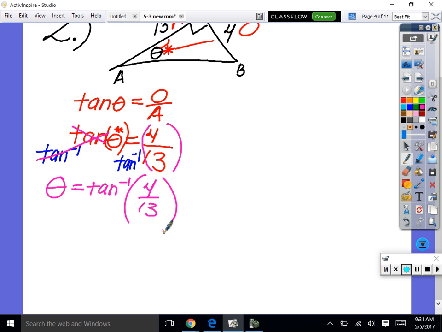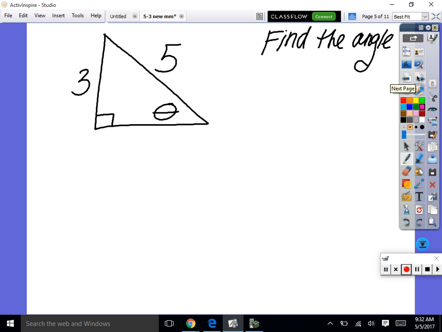And now you'll once again just type it into your calculator. Second tangent. 17.3? Oh, 17.1. 17.1 degrees in measure. Okay, awesome. Okay, so what I want you to do, we don't need to do any more examples.